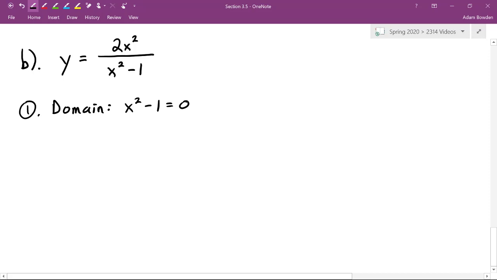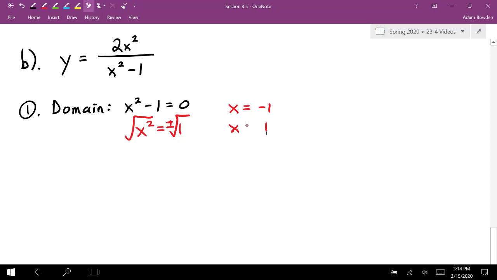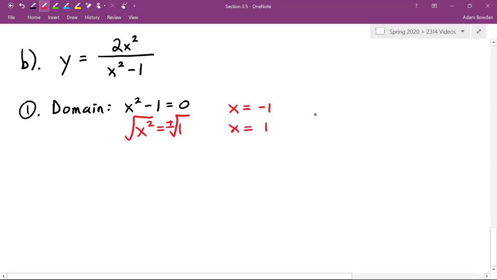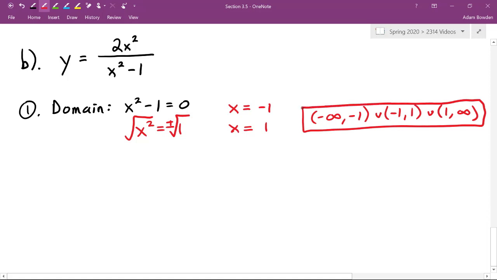So x squared minus 1, where is that equal to 0? Well, if we solve for x, say x squared equals 1, and take the square root plus or minus, we'll have x is equal to negative 1 and x is equal to positive 1. And so both of those numbers from the denominator are not in the domain. The domain would look like negative infinity to negative 1, union negative 1 to 1, union 1 to infinity. So all the numbers except for those two would be in the domain.